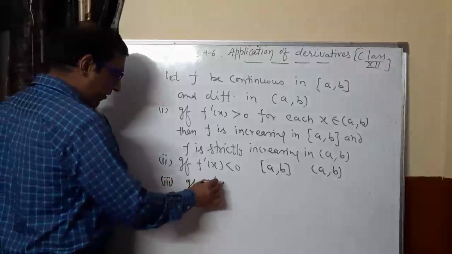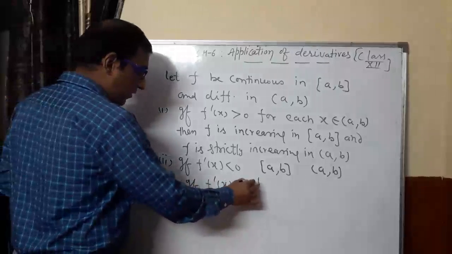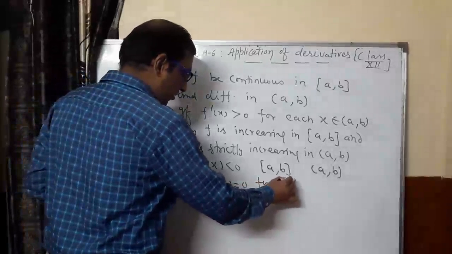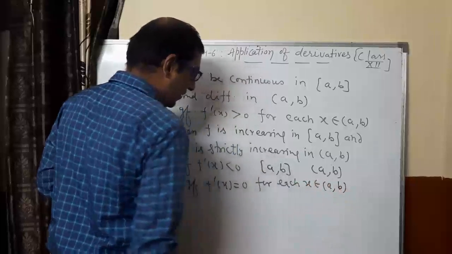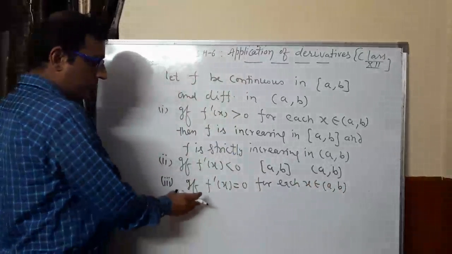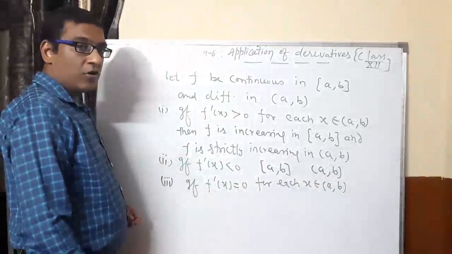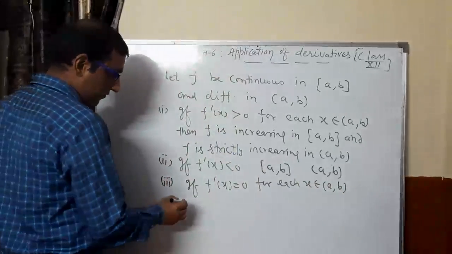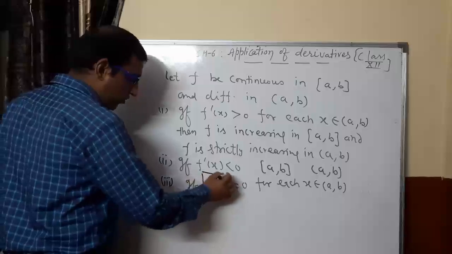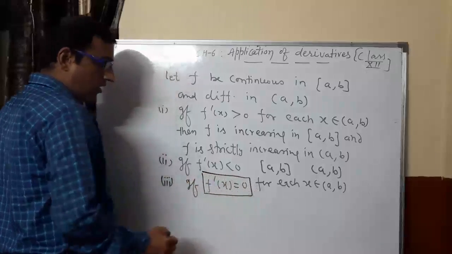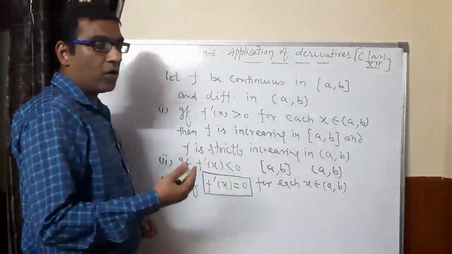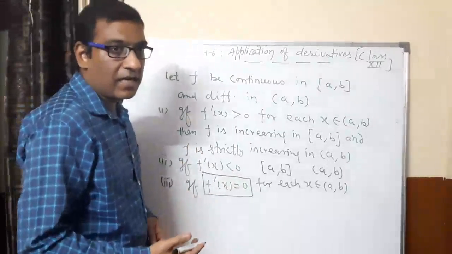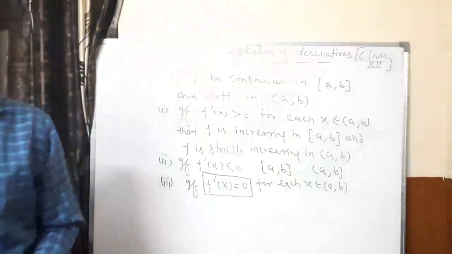The third point is, if f'(x) equals 0 for each x belongs to (a, b), then we can say f is a constant function. And if f'(x) equals 0, after that we will calculate the value of x, and these values of x are known as critical points.